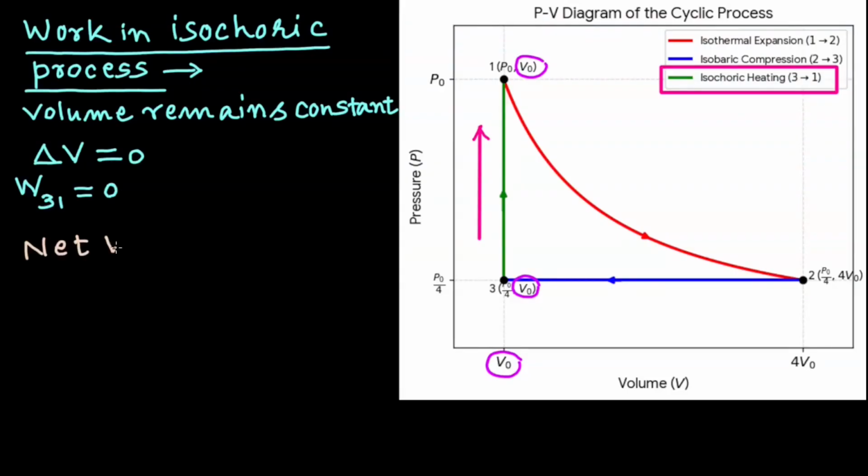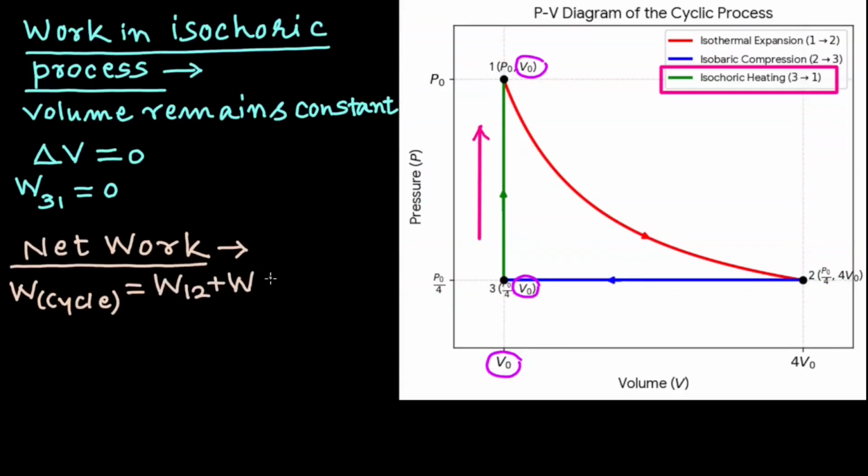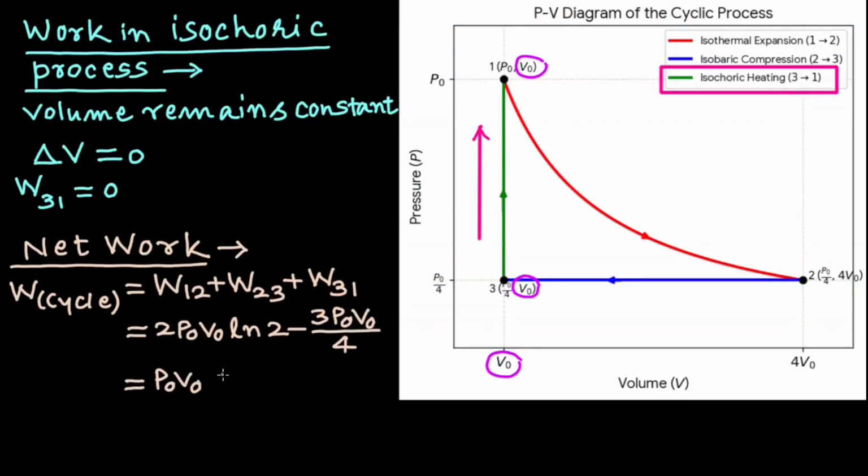Net work of the whole cycle is W12 plus W23 plus W31. That will be 2 P0 V0 ln2 minus 3 P0 V0 upon 4, P0 V0 into 2 ln2 minus 3 by 4, 0.75. Since the cycle has 0 net change in internal energy, work of whole cycle is P0 V0 times 2 ln2 minus 0.75.